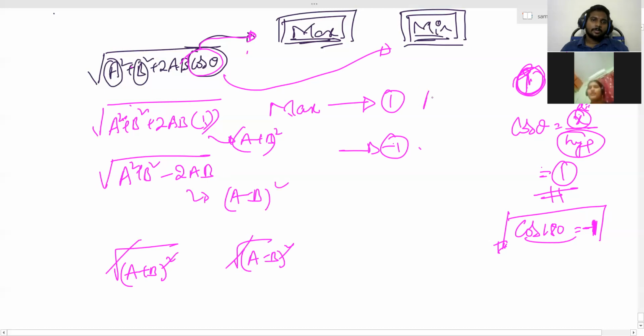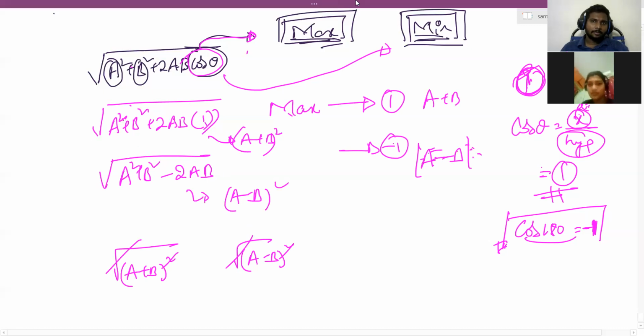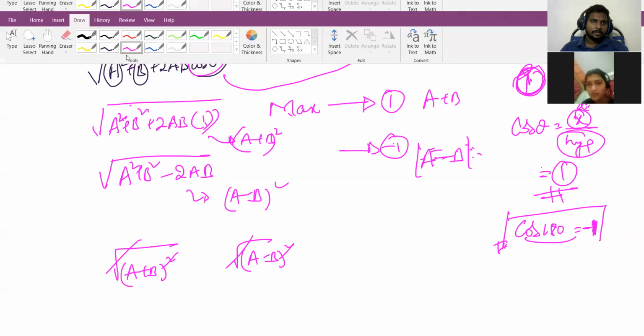So the maximum possible value is a plus b. And this can also be b minus a, depending upon which is bigger and which is smaller. If b is bigger, b minus a will do. If a is bigger, a minus b, because the root value will be positive here. Okay, carefully observe.